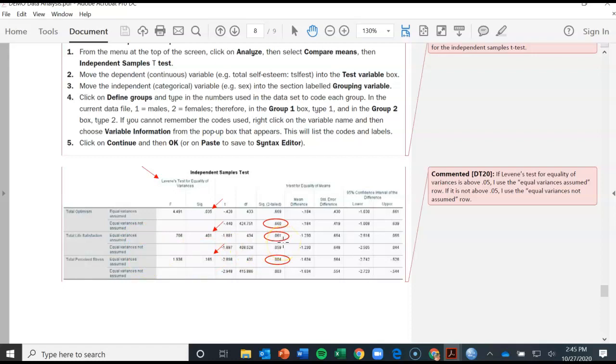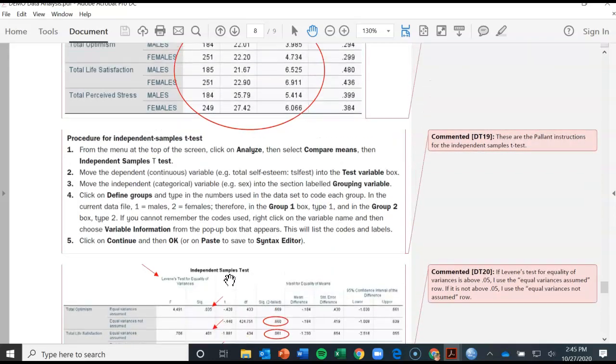And here you have a significance value of 0.06 and for total perceived stress of 0.004. So differences in life satisfaction, non-significant. Differences in optimism, non-significant. Perceived stress, however, that's a significant difference in means.